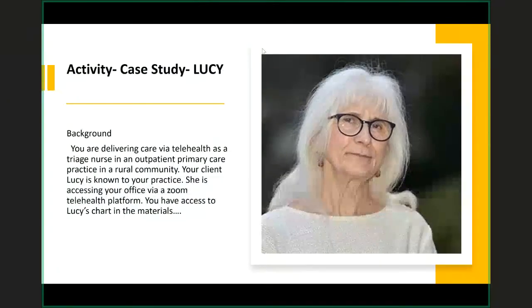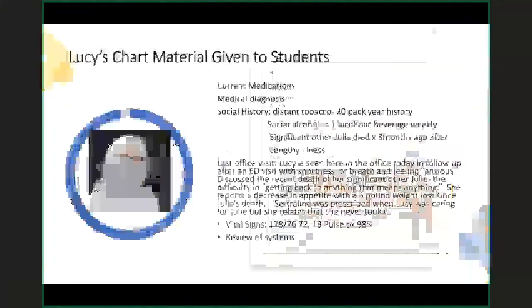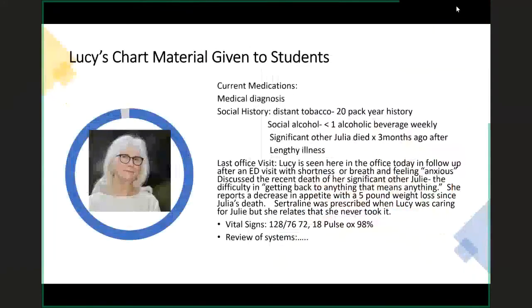So we're going to give the student the chart, and again, put whatever you want in the chart, whatever is pertinent to what you have. This is Lucy's history. She has a distant history of tobacco, doesn't drink very much. Her significant other, Julia, died 3 months ago after a lengthy illness. Lucy's in the office today for a follow-up.